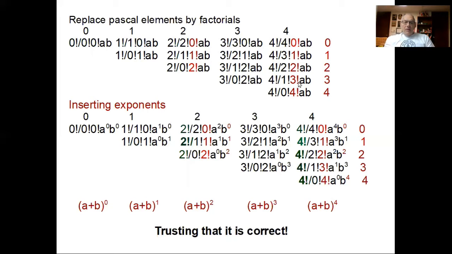We now take and place exponents on each of these a's and b's, noticing the exponents follow the same pattern as do the factorials, and also add up to the numerator. You will have to accept this, trust me on this, that these things are equivalent to a plus b to the second power, a plus b to the fourth power, and so on.